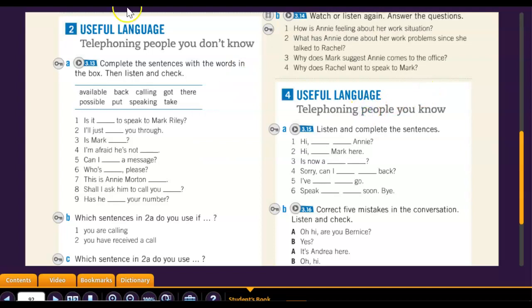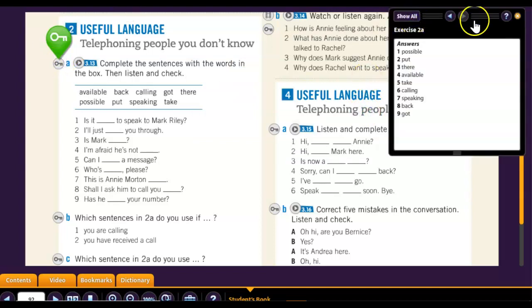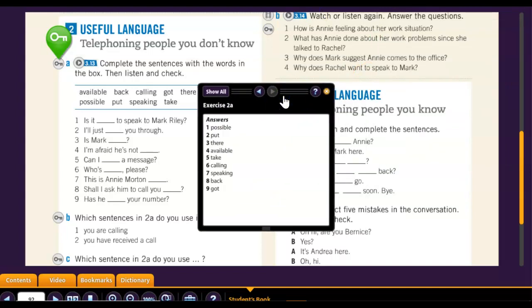Okay, very, very easy. It is paused and you have the option, so it's easier to complete this part. So over here we will have some phrases or questions that you could use. So is it possible to speak to Mark Riley? ¿Es posible hablar con? I'll just put you through. It means yo te conectaré con esa persona, es decir, va a marcar algo ahí en su teléfono para conectar la llamada. Number 3, is Mark there? ¿Está Mark ahí? I'm afraid he's not available. Temo que él no esté disponible.